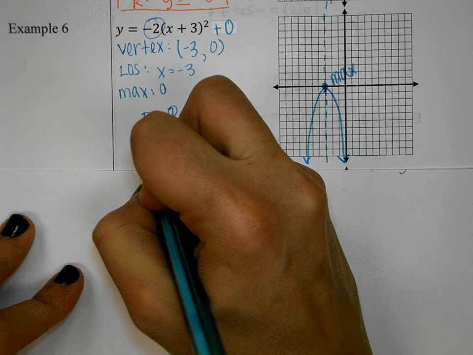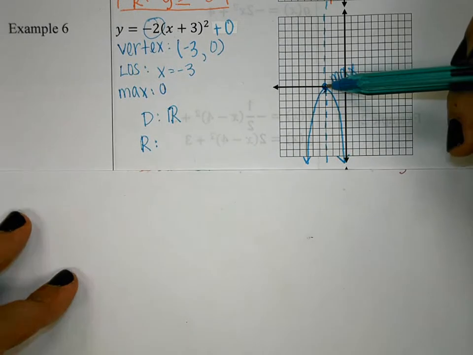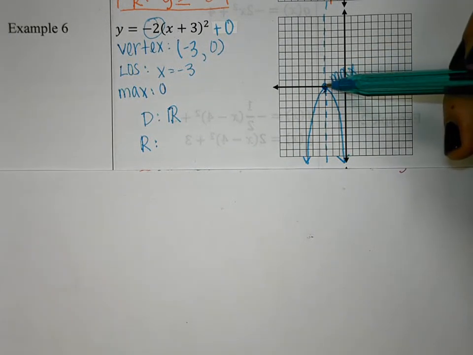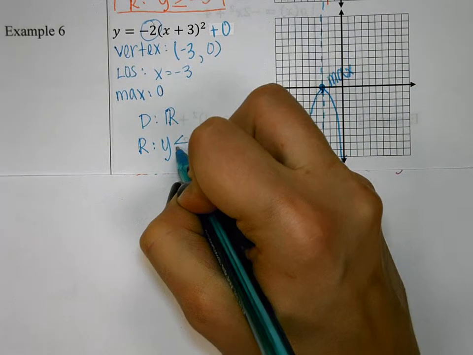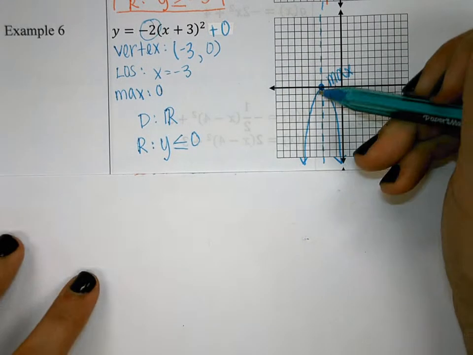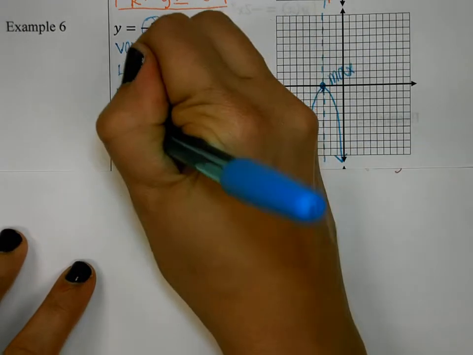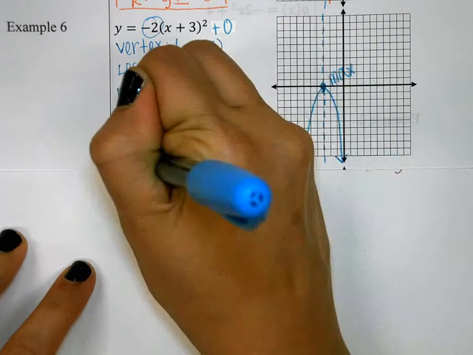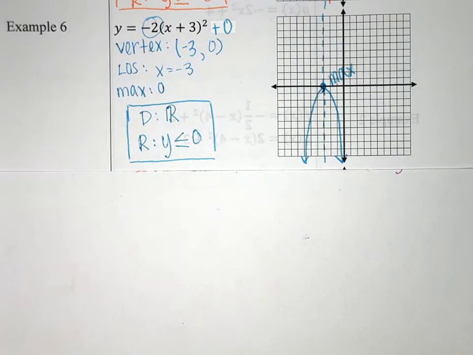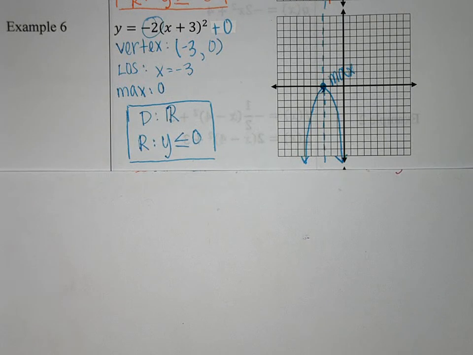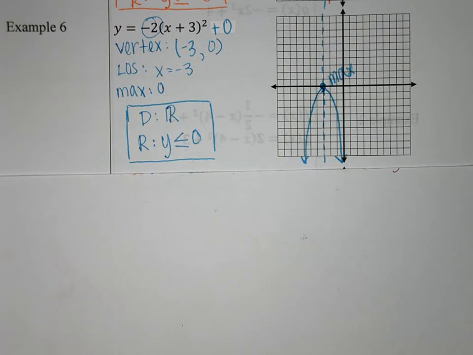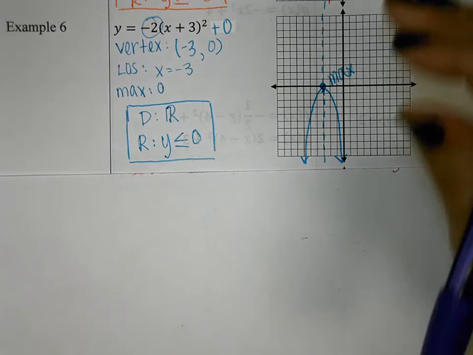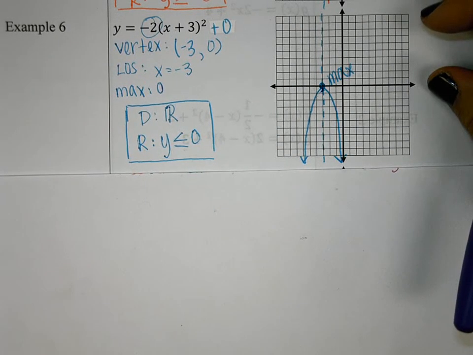Range is where we're really limited here, because my highest value here for y is 0. So all of my y values are either less than or equal to 0 because everything is going down. So that is our domain and range. Domain is all real numbers. Range is y is less than or equal to 0. And we have to put that equal to in there because we can be equal to 0, because that's a point on our graph. But all the other y values are smaller than 0 because it's a downward going parabola.